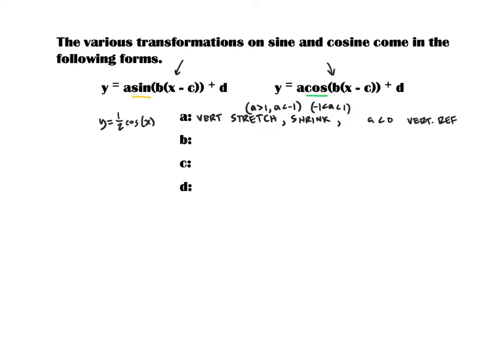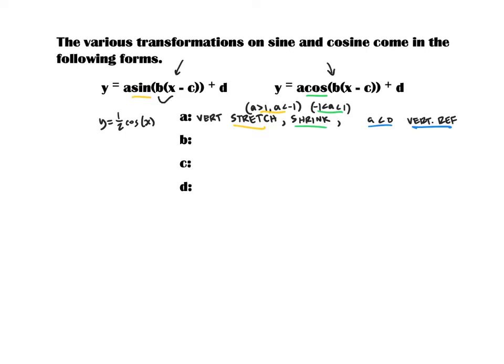So 3 things to be aware of: the vertical stretch and its values of a, the vertical shrink, its values of a, and then the vertical reflection and its values for a. Okay, B. Let's talk about B.